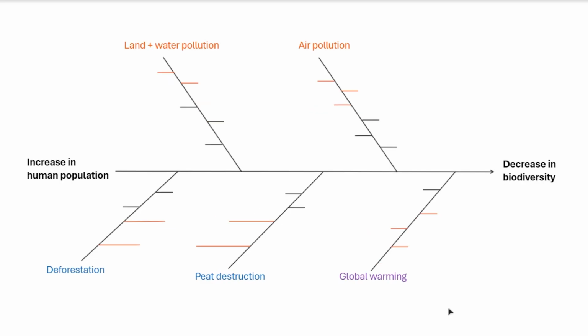So this is what we call a fishbone diagram. You can see on the left-hand side, we have an increase in the human population, which ultimately leads to a decrease in biodiversity. All the branches coming out of the main fishbone will be how exactly we have contributed to it.